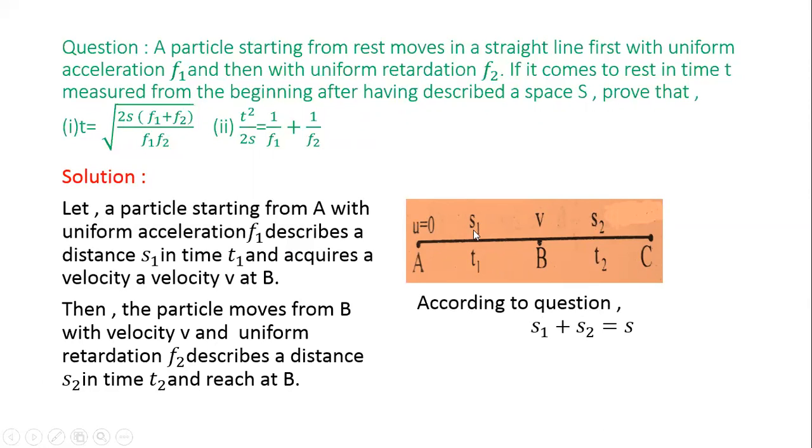According to the question, this part is AB equal to S1, BC equal to S2. That is, total distance S1 plus S2 equal to S. And total taken time T equal to T1 plus T2. In AB part, V equal to 0 plus F1 T1. If we calculate, then we get T1 equal to V by F1, which is equation number 1.